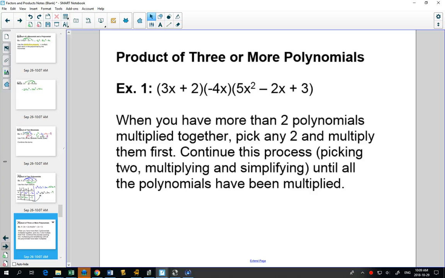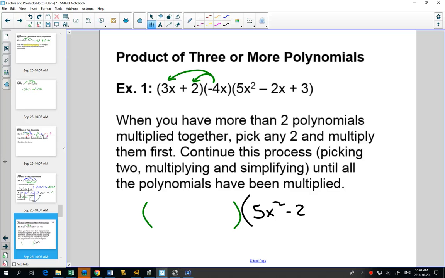So here, can you see that I can multiply the first two together? Probably the easiest. How would I multiply the first two? I would distribute. So I'll write that in a set of green brackets. I'll keep the 5x squared minus 2x plus 3, which we haven't touched, in black brackets. What happens when I multiply minus 4x times 3x plus 2? I get minus 12x squared minus 8x. Everybody okay with seeing what happened in green?